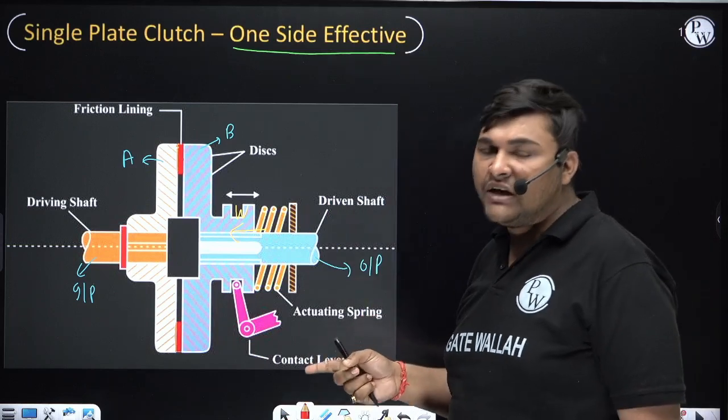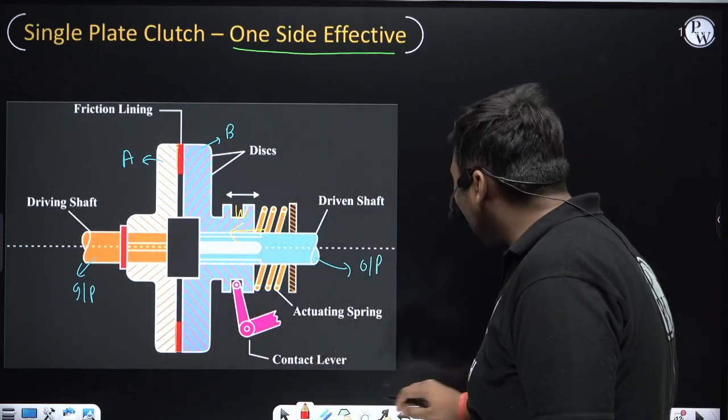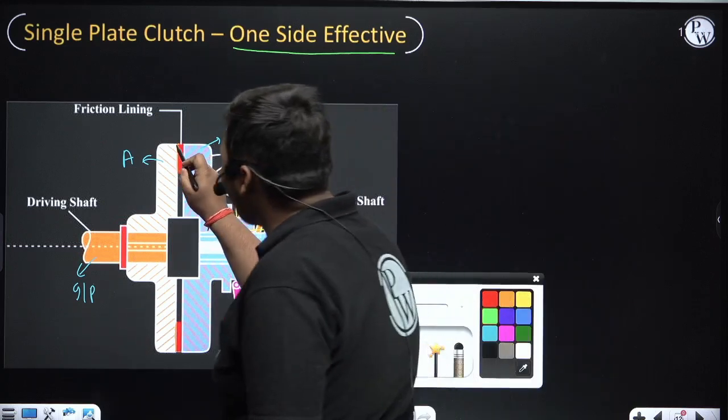What is the meaning of one side effective? So here, how many contacting surfaces are coming? Sir, one pair of contacting surfaces is coming.